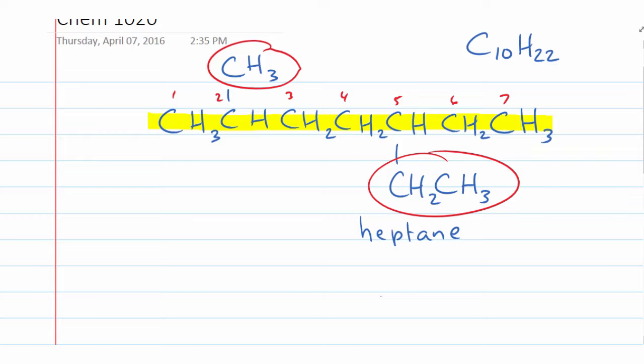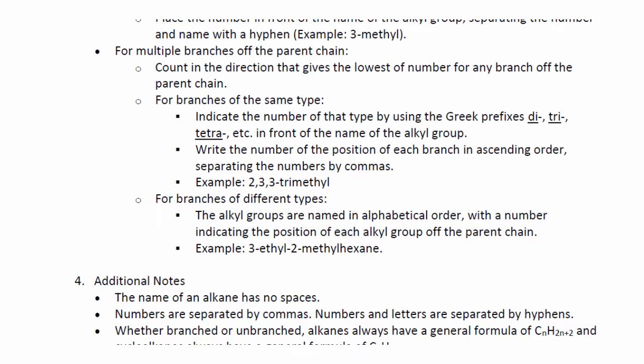Now this is a 1 carbon branch. This is called a what? What is this one called? Methyl group. And this one here is called an ethyl group. So I have a methyl group and an ethyl group. So now when these branches are different, so if we have branches of different types, then what we do is we take the alkyl groups and we name them in alphabetical order, with the number indicating the position of each alkyl group off the parent chain. So in this case here it shows 3-ethyl, 2-methyl hexane.